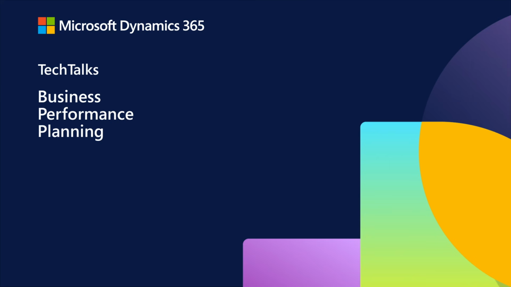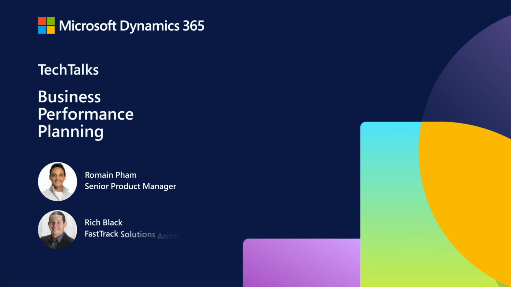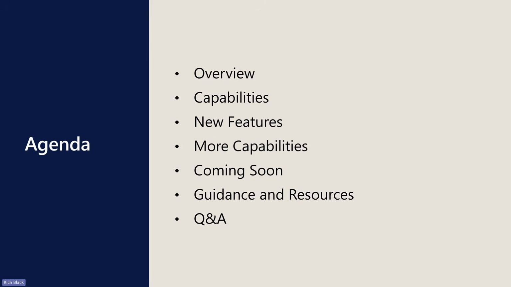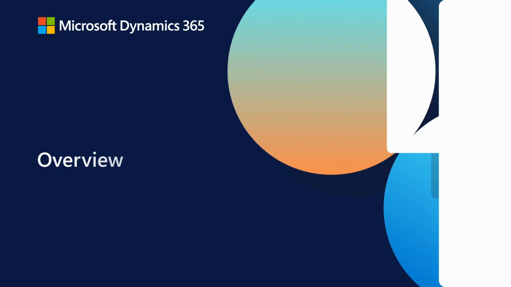Presenting for us today from Microsoft, we have Romain Pham, Senior Product Manager, and myself, Rich Black, FastTrack Solutions Architect. Let's take a look at today's agenda. We're going to cover a quick overview and introduction to business performance planning. If you're new to it, we'll review the capabilities, and we'll focus on some of the new features that have recently been released. We'll then dive into some more of the capabilities, give you some insight and input into the roadmap, and finally, share some guidance and resources before addressing questions. With that said, let's begin an overview, and I'll hand it over to Romain.